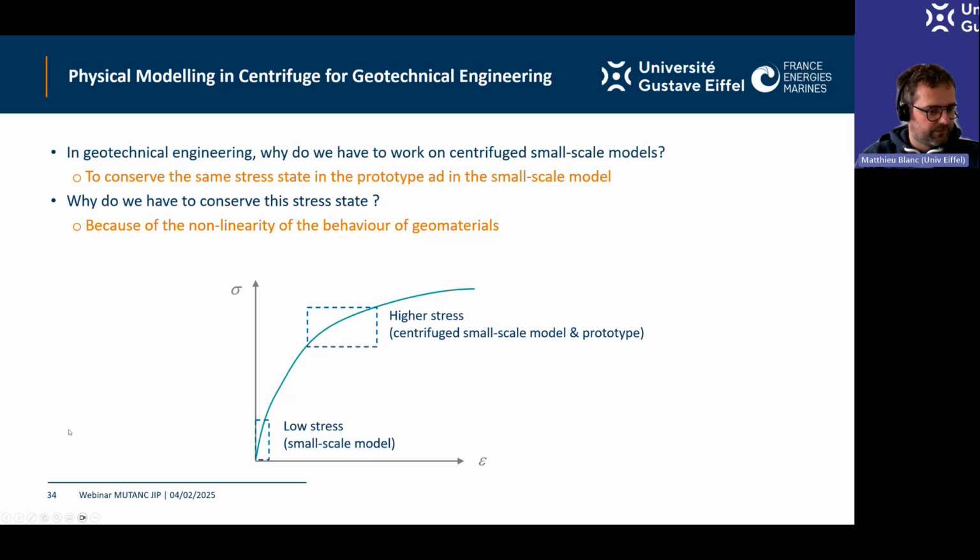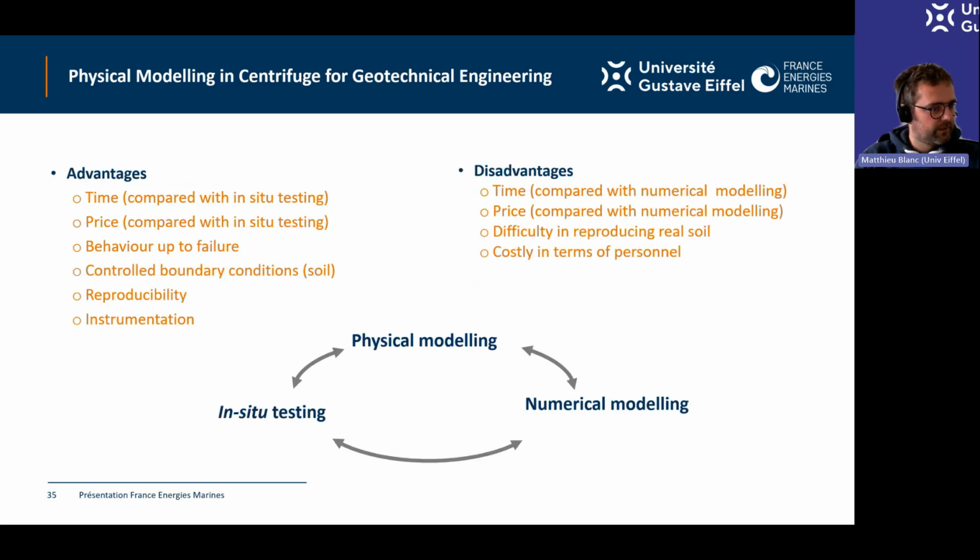So what are the advantages of physical modeling in centrifuge? Compared to in situ testing, it's normally faster and cheaper. You can go until the failure because you use a small-scale model, so it's not a problem. You can perform several tests with several small-scale models, and you can go to the failure. You control your boundary conditions very well. Here, the principal boundary condition is the soil itself, so you can recreate a soil where you can define very well the density and the properties of this soil. You can perform several tests on the same configuration, and it's sometimes easier to instrument your small-scale model.